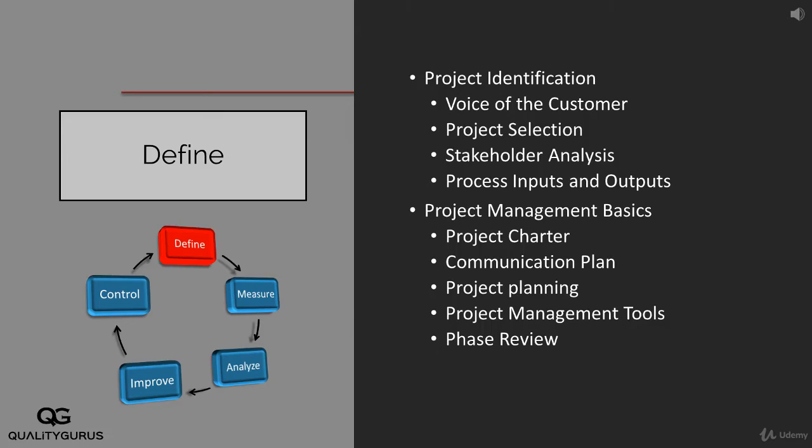And we will be looking at some basic project management tools, and we will be talking about phase review. Phase review is also known as gate review. When we say DMAIC, define, measure, analyze, improve and control, there is a gate after each of these phases. So once you have done the define phase, then you need to pass through a gate, and that will confirm whether you need to proceed to the next phase or not. So there is an evaluation after each of these phases. We will talk about that in the phase review.